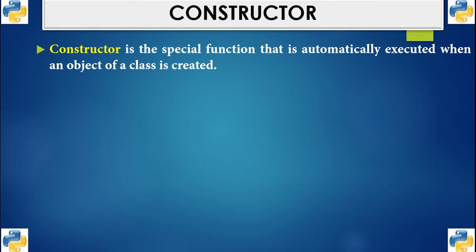Because normally when a function is created, to make the function perform its task, we have to call the function. Then only the function will be executed. But here we need not call the constructor. When you create an object, the constructor is executed automatically. Do you understand the concept here?